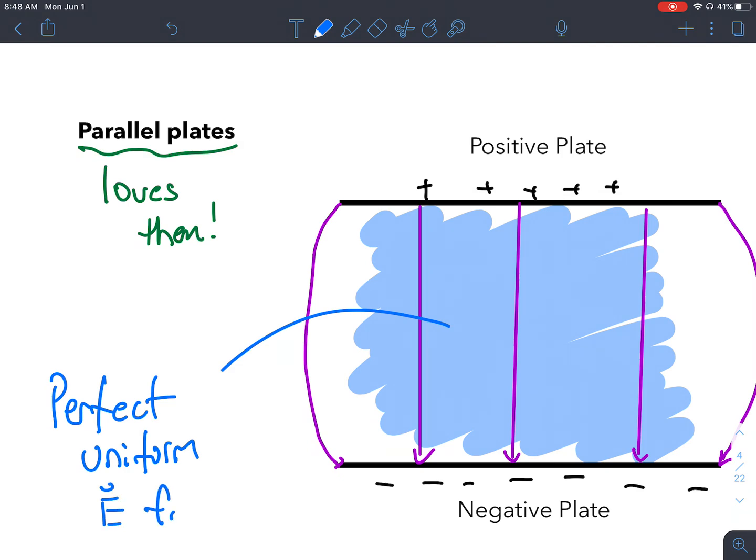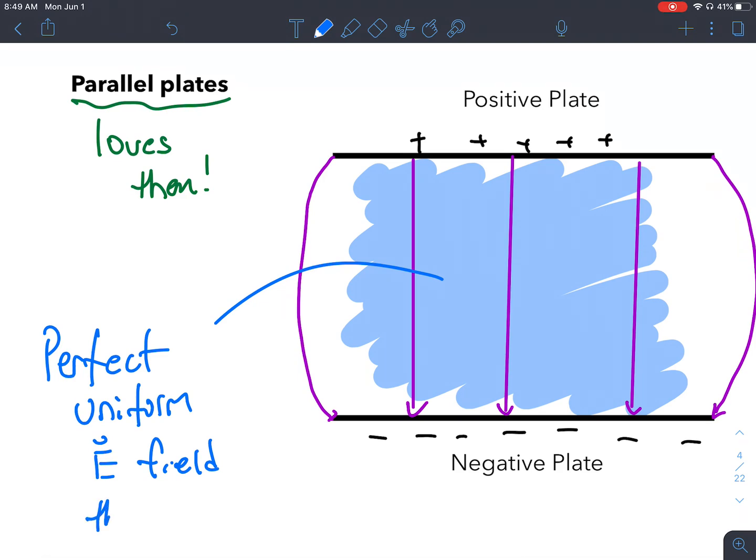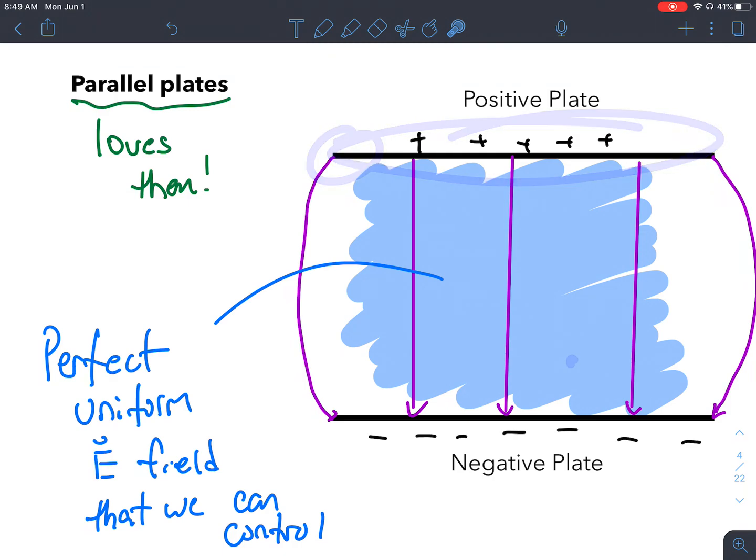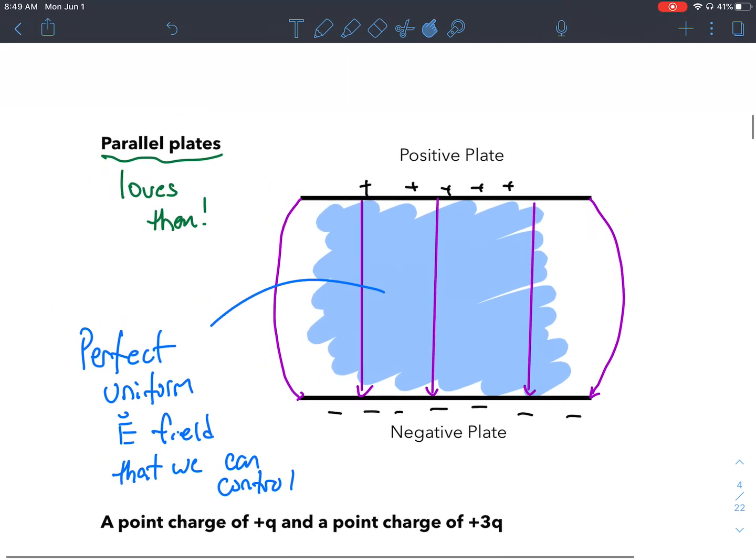Uniform electric field, okay? Which we can control very easily based on what type of charge we put on the top plate and what type of charge we put on the bottom plate. We can control it really, really nicely, okay? So that is the electric field diagram for some parallel plates.